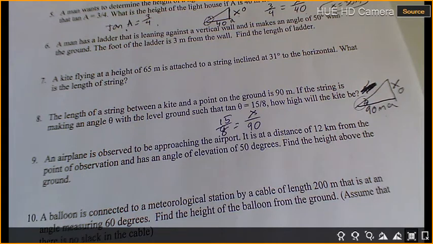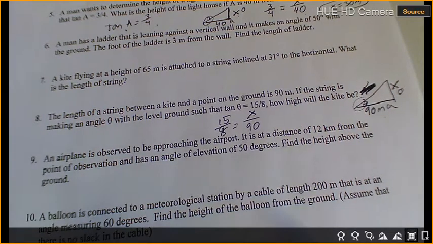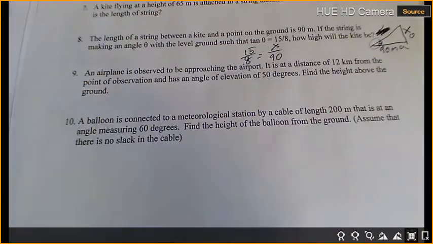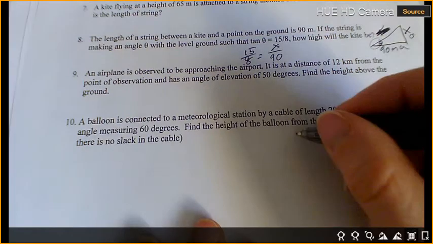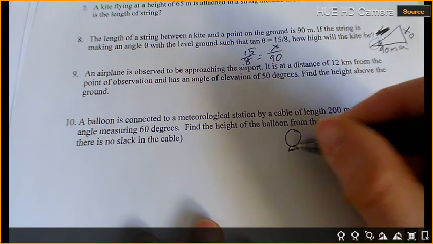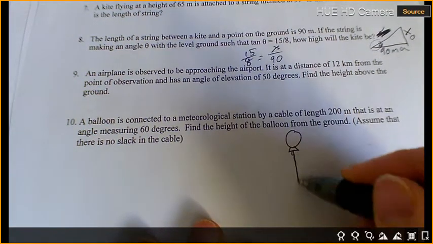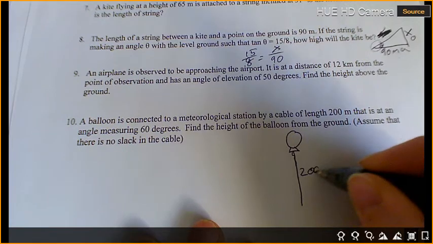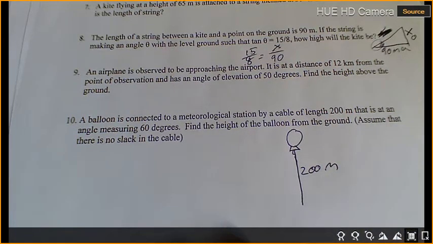So I do want you to try some of these pictures. I agree that 5 and 8 are rough. But let's try one more. Let's do 10. And I'll set up the picture for you and you guys can solve, okay? A balloon is connected to a meteorologic station by a cable of 200 meters. So here's my balloon. Balloons, unlike kites, are just straight up and down, right? 200 meters.